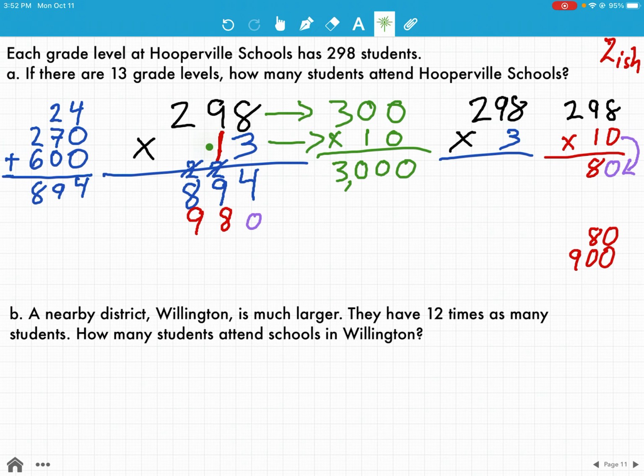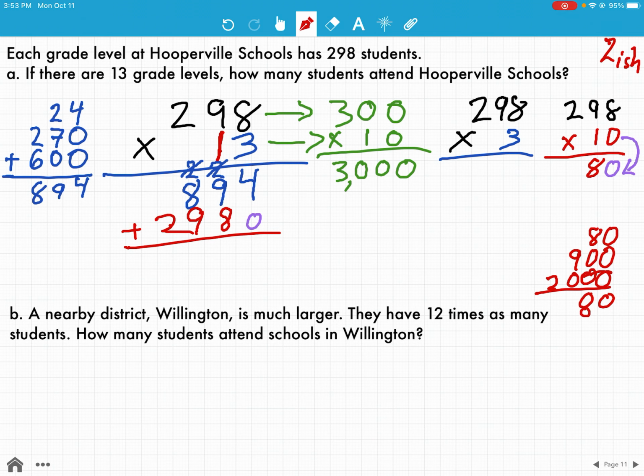And our last one is 10 times 200. So that would be a 2 with 1, 2, 3 zeros behind it. That would be 2,000. And I'll show you over here that when we add those up, we get our 2,980. So 2,980 is right there, close to 3,000. But we still have to add the 894. So we can already see that we are reasonable within reason.